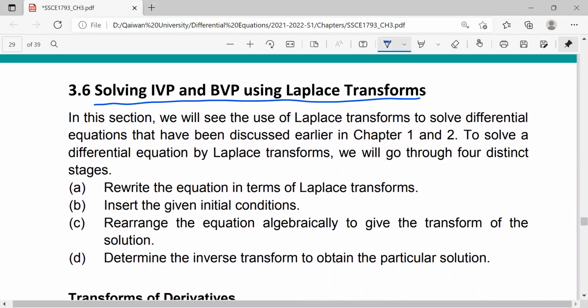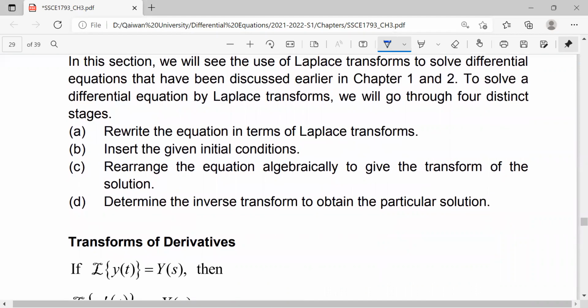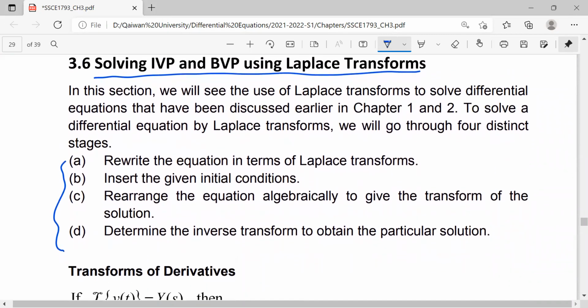In this section and in the next section, we use the Laplace transforms for solving ordinary differential equations. If you are given an ordinary differential equation, we can solve it by Laplace transforms. Here, in solving initial value problems and boundary value problems, we are going to follow these steps for solving the initial or boundary value problem.